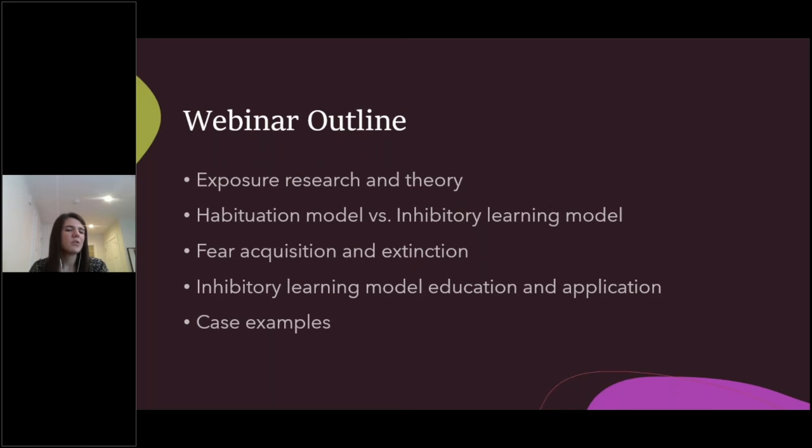And I'll describe the differences between the habituation model and the inhibitory learning model, and then give you some more detail about those differences. Then we'll go into fear acquisition and extinction, because that's going to be an important component of how we use the inhibitory learning model. So it'll be important for me to explain how fear is acquired and also how we extinguish fear. And then we'll go into the inhibitory learning model, some more psychoeducation about it, and its application for specific anxiety disorders, and then also give you some case examples at the end.